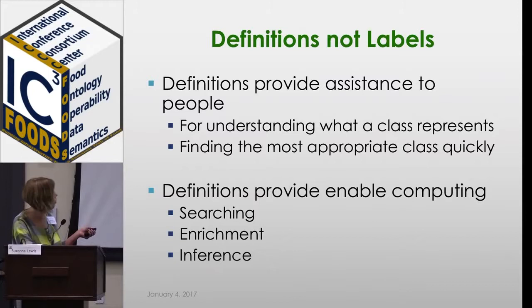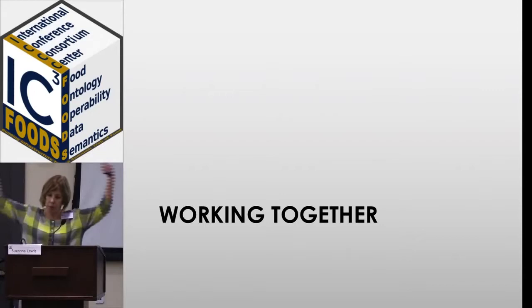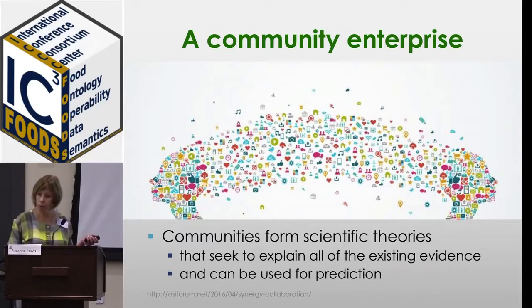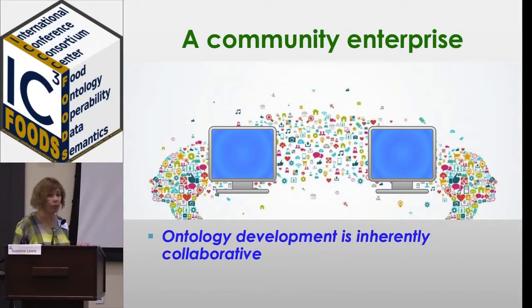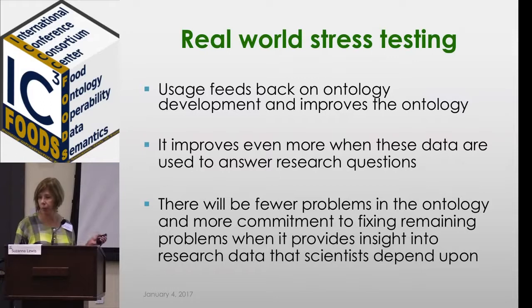And then working together. Historically it's been people talking to people, mind meld, but now we talk through computers, and so we've got to share our computer representation. If we're going to communicate and share and have interoperable data, we have to share it. Ontology development is inherently collaborative. It's inherently about building community. And ontologies in the abstract just don't work, so you really have to build them to purpose. So I have two more slides, I think, and I'm done.